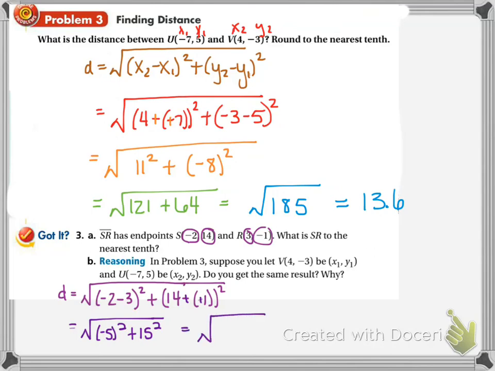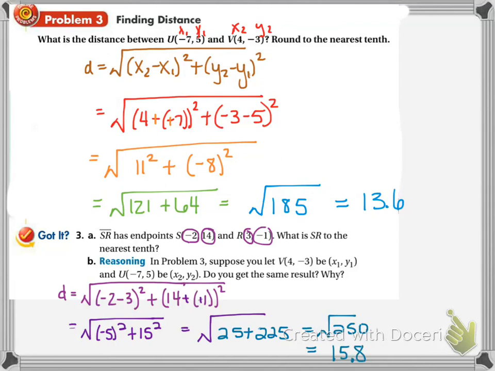Negative 5 squared, remember, when you square something, you're multiplying it by itself. A negative times a negative is a positive. So when you square a negative number, you're going to get a positive number. So 25, 15 times 15 is 225. So we end up with the square root of 250. Again, we're just going to put that into a calculator, and we get about 15.8 for a distance.